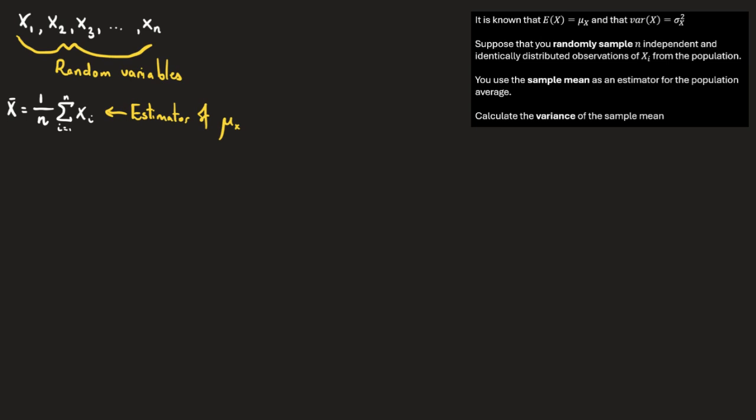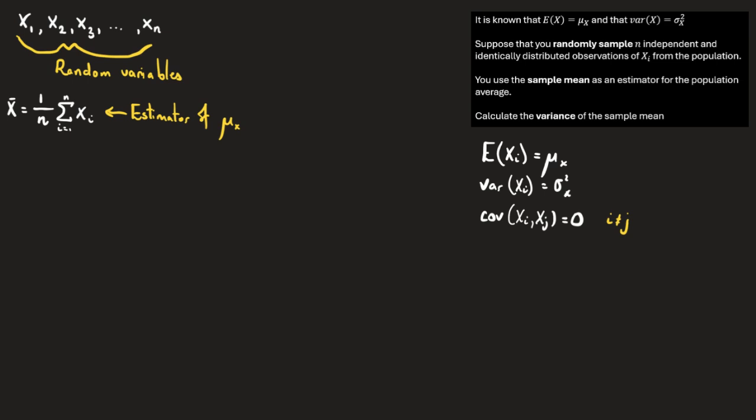Now we've said that the xi are themselves random variables, and we know that because the observations are randomly sampled from the population, and more importantly, they are independent and identically distributed, it follows that the expectation of each of those xi's is equal to mu x. The variance of each of those xi's is equal to sigma squared x, and the covariance between xi and xj, because the observations are independent, is going to be equal to 0 for i not equal to j.